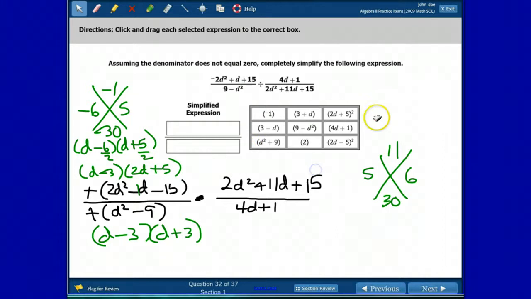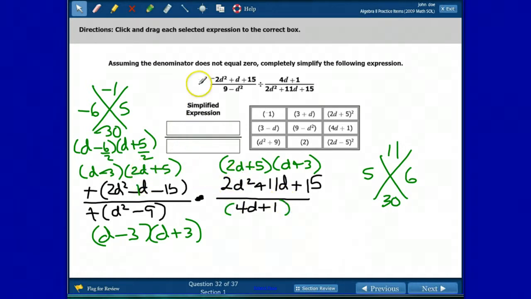I'll find the two factors, which are 5 and 6, and then make sure I divide by 2 if I can. So this one's going to come out to be 2d plus 5, and this one's going to be d plus 3. Now everything is factored the best I can. Let me put this in parentheses to remind myself it's factored.